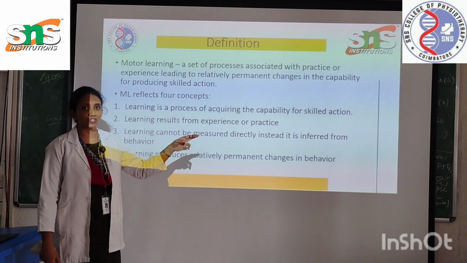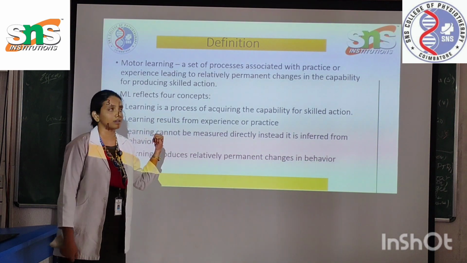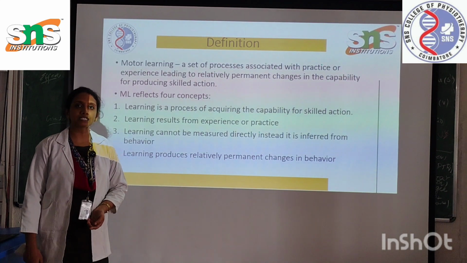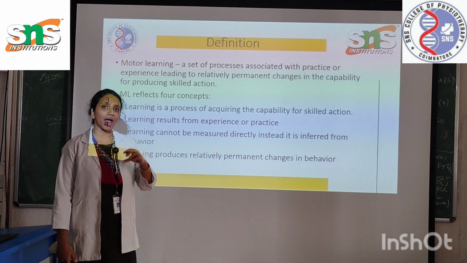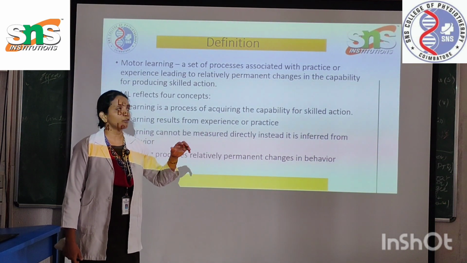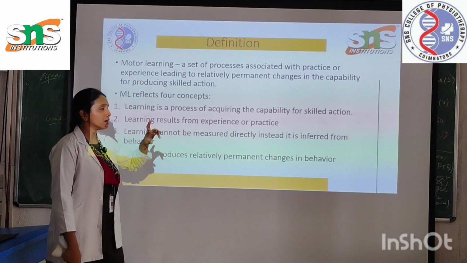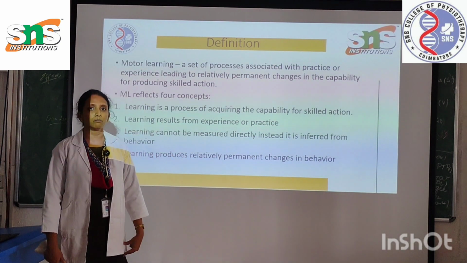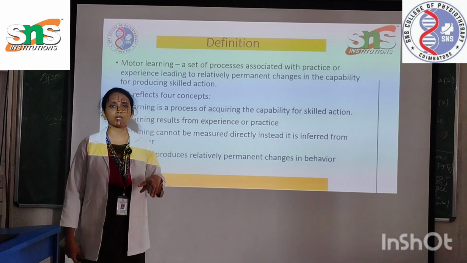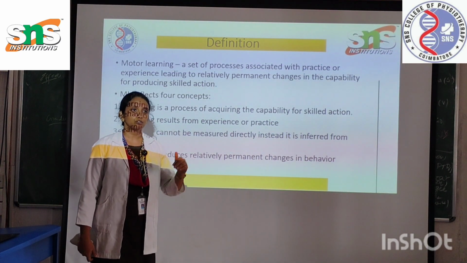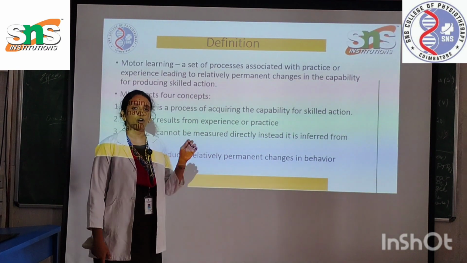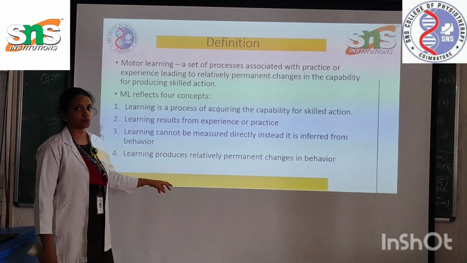So what will be the change when we do this practice and experience? That is relatively permanent changes in the capability of producing skilled actions. As I said, practice and experience will give you a skillful movement, and that skillful movement will give you a relatively permanent change in your movement. So that is the definition of motor learning. So what are the four basic concepts of motor learning? These practice, experience and skillful action acquisition are all based on these four concepts.